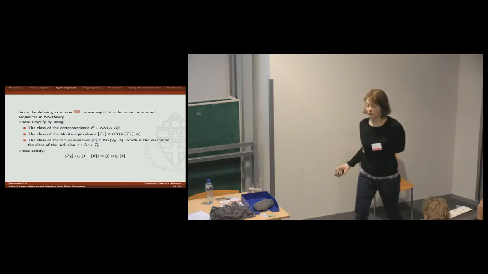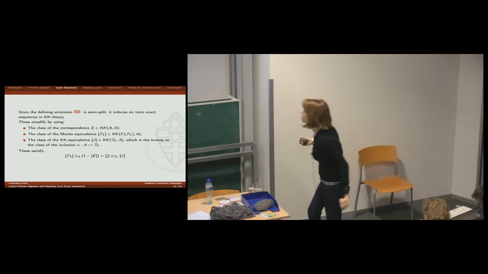Okay. So what happens at the level of exact sequences in KK-theory? The defining extension, which I can probably point back to again, but I think you know which one I'm talking about. It's the one with the compacts, Toeplitz, and Pimsner algebras.